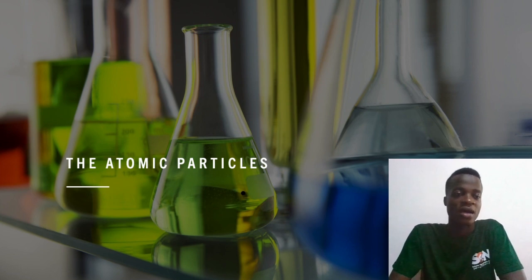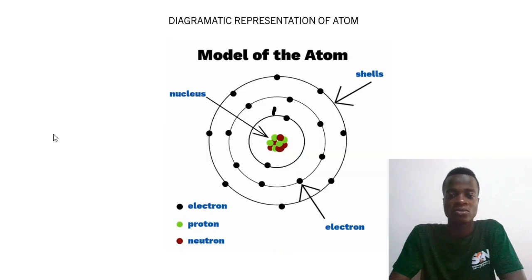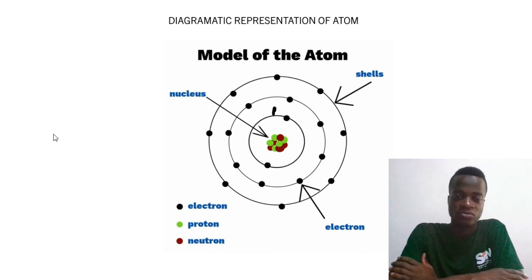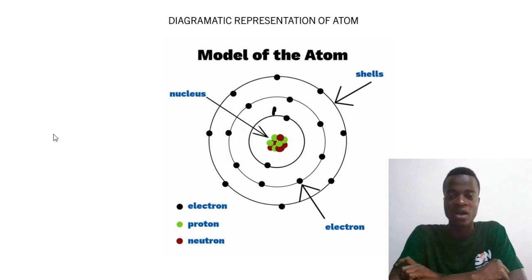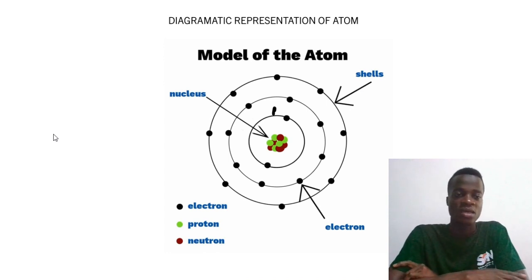So last time we looked at the basic model of the atom, and this is what we use. The atom is made up of neutrons, protons and electrons, and we talked about their locations. So basically this is what we had.